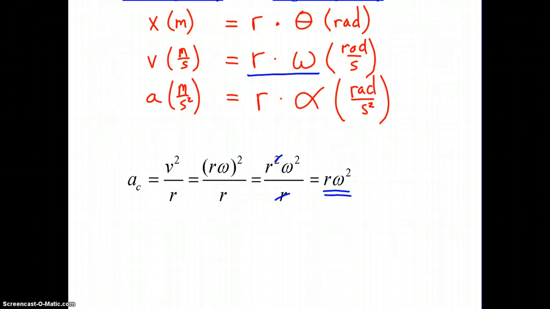The usefulness of this, and I would encourage you to add this to your reference table, is that if you're given the angular velocity, you don't have to convert to v. You can just directly substitute in and go r omega squared equals your centripetal acceleration. Okay, much more on circular motion problems as we begin work in the problem set coming up. And if you have any questions, make sure you ask in class.